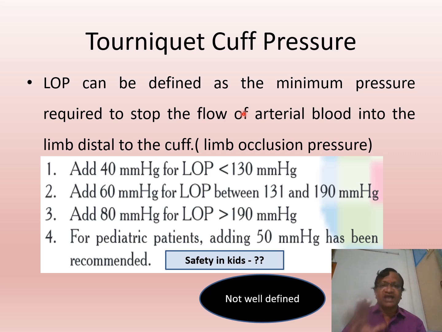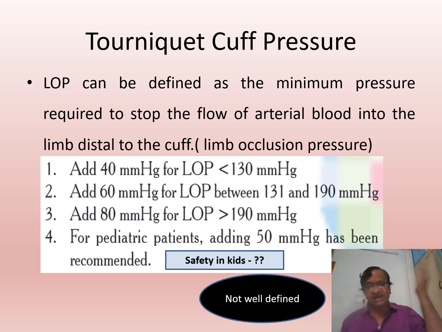What is tourniquet cuff pressure? This is limb occlusion pressure. What is limb occlusion pressure? Minimum pressure required to stop the flow of arterial blood into the limb. So if you have 130 as the systolic pressure at which the arterial supply stops, you add 40 to it. Very important: in the lower limb, add 60 to LOP. If the BP itself is high, add 60.